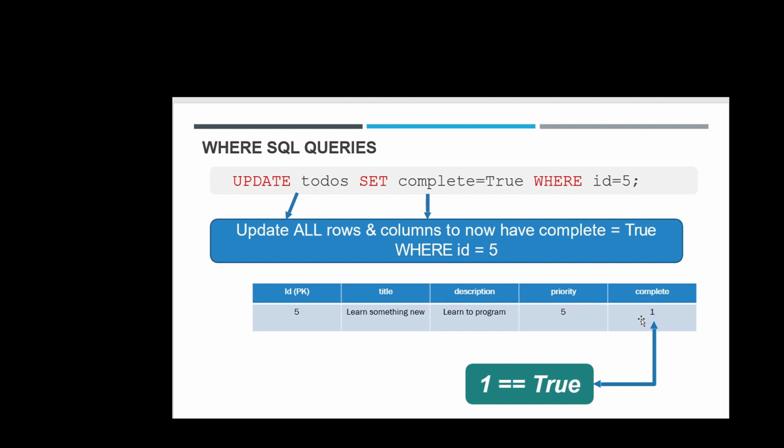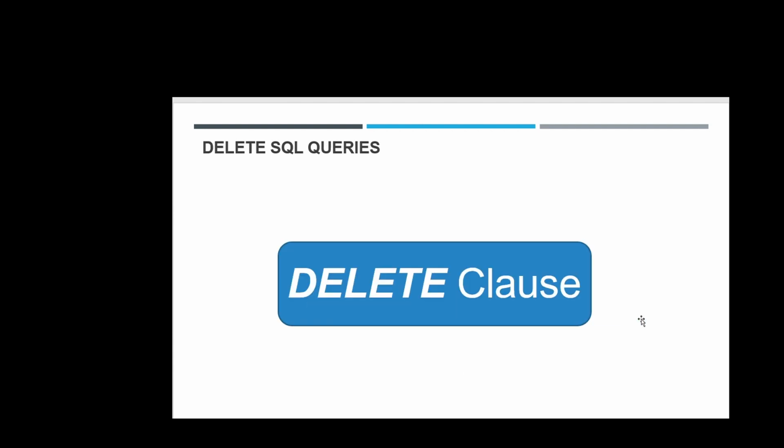We can also go and grab the ID where ID is equal to 5 and set the complete also to true. So we'll finish the task with the ID of 5 also.